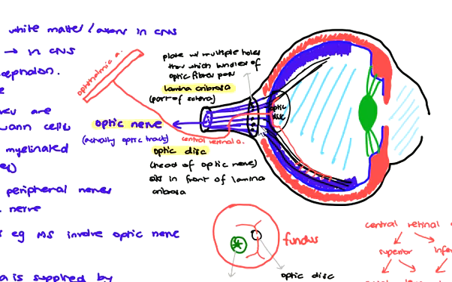So the lamina cribrosa is essentially a part of the sclera. That's why it's drawn in black. And the optic disc is the region which sits right in front of your lamina cribrosa. The optic disc is also known as the head of the optic nerve because the optic nerve basically originates from here.